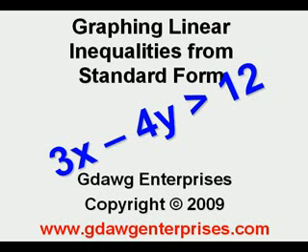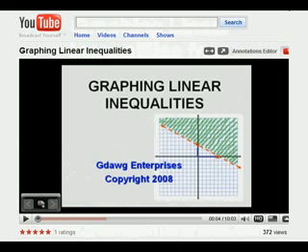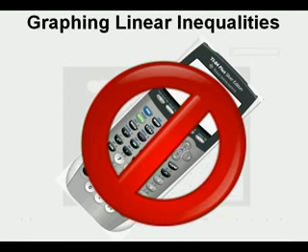Linear inequalities from standard form. This lesson is a follow-up to graphing linear inequalities, a video I recorded in December 2008. For this video, we will set aside the graphing calculator and use plain old-fashioned graph paper.